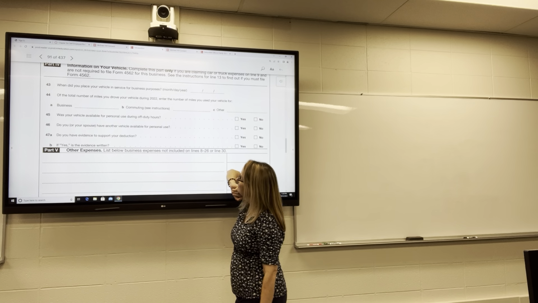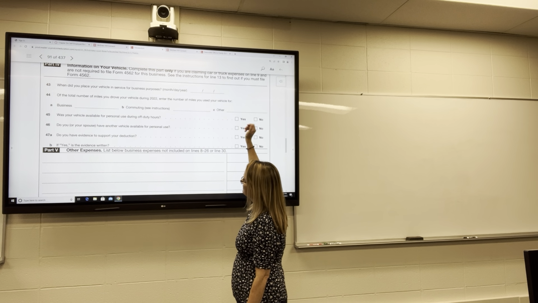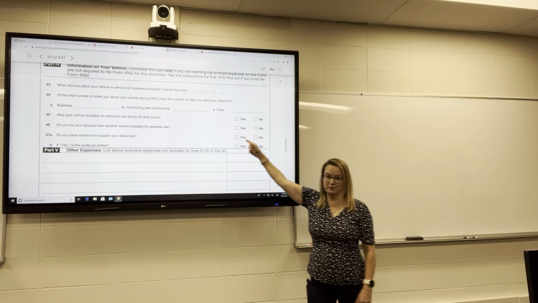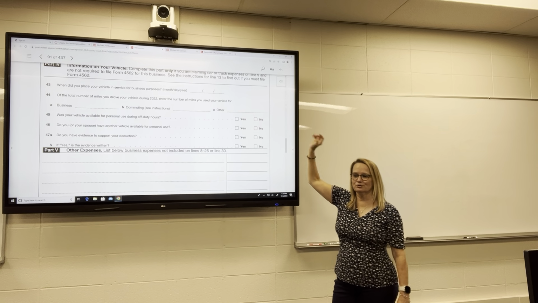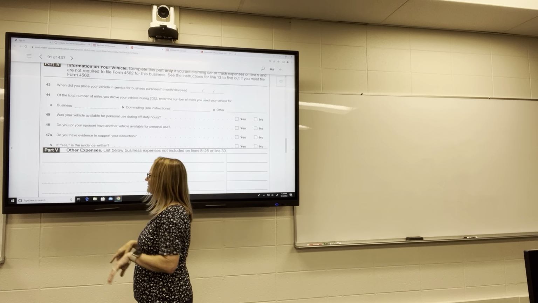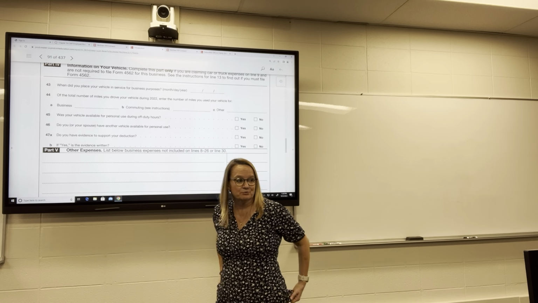Was your vehicle available for personal use? Do you have another vehicle available? Do you have evidence to support your deduction? Again, this is another one where you always want to check yes. You don't want to say, no, I'm just claiming this, I just made it up, pulled it out of the air. Is the evidence written? That's another one. You want that to be written evidence.